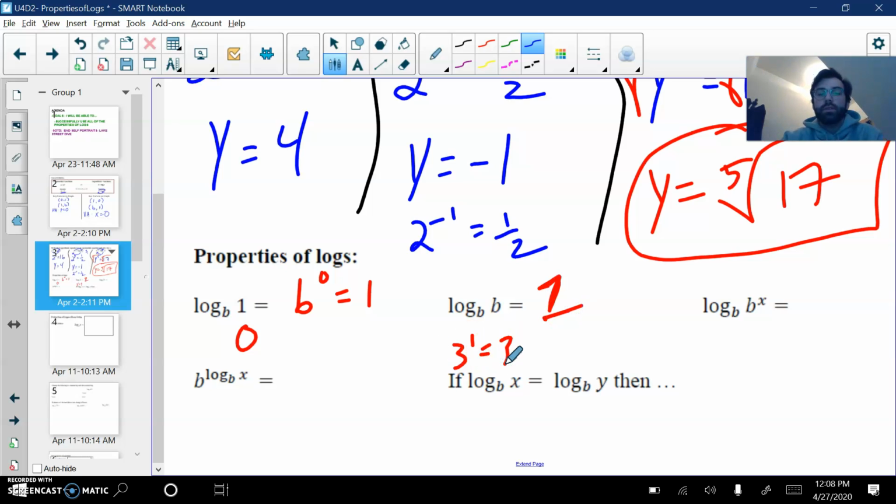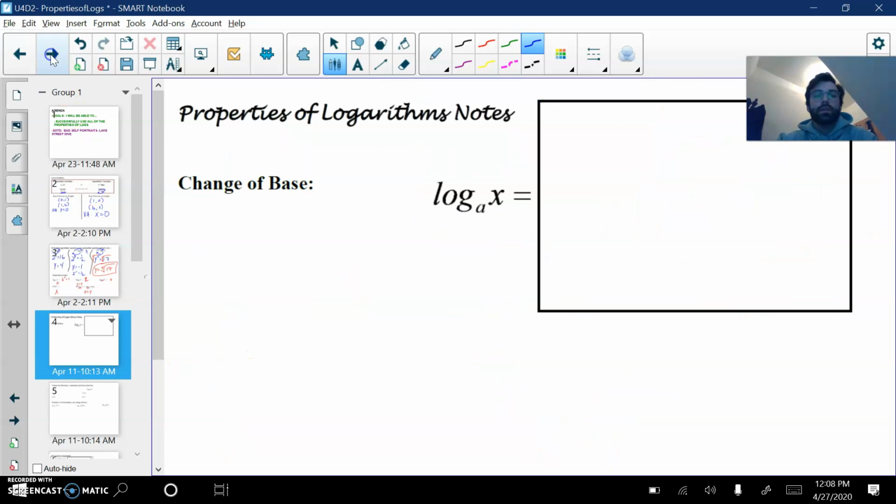That's an example. If I have b to the log base b of b to the x, my answer would just be x. These are going to cancel each other out. We'll talk about that in a minute too as we get to our log properties. Same idea if I have a number raised to a log with the same base, the x will just drop out. And if the bases are the exact same, then I can set x equal to y. And again, I'm going to review these in a little bit here.